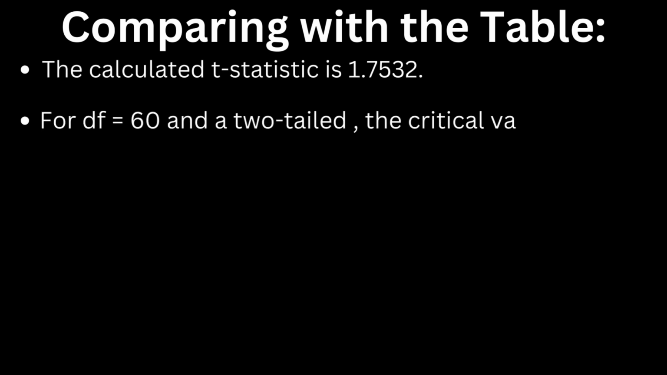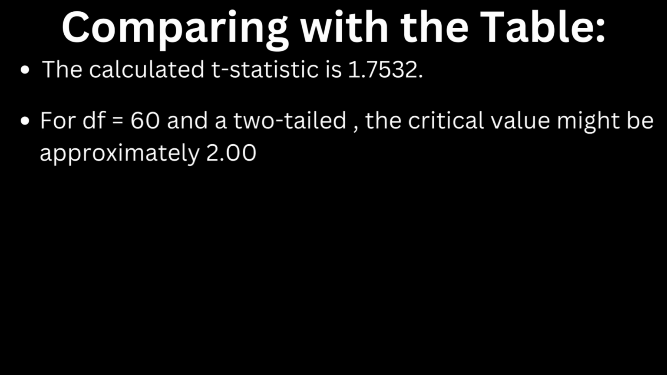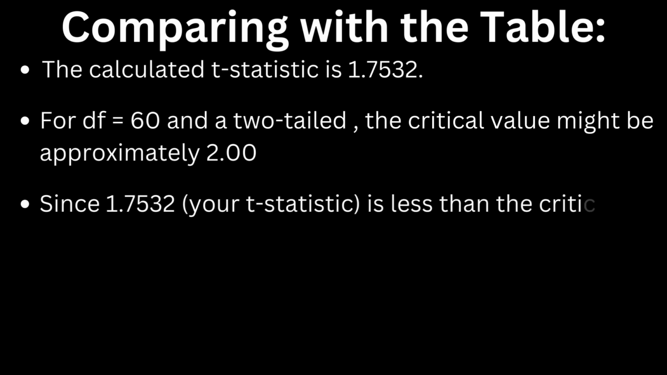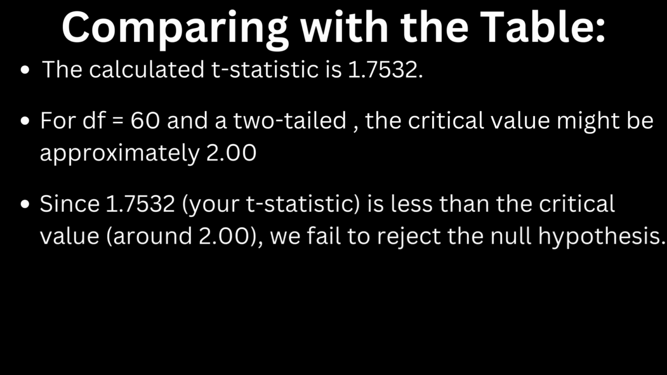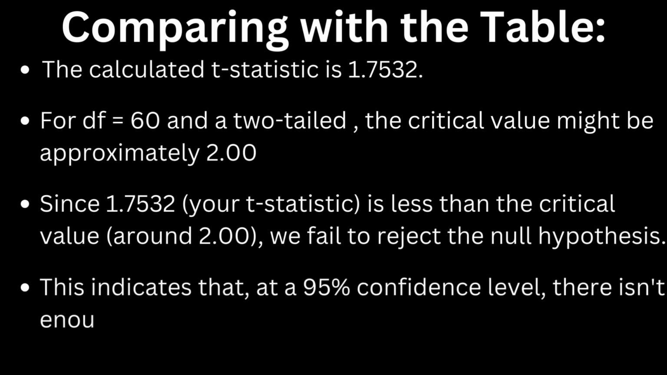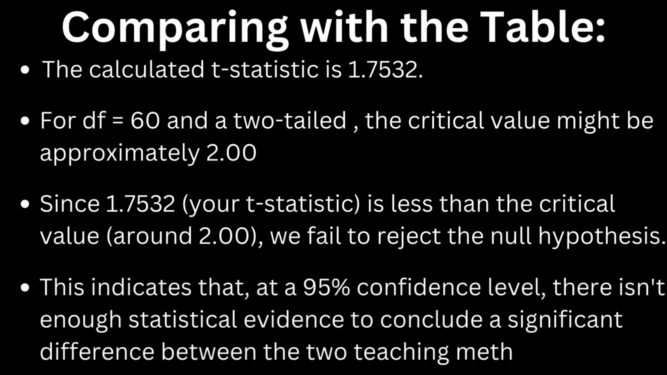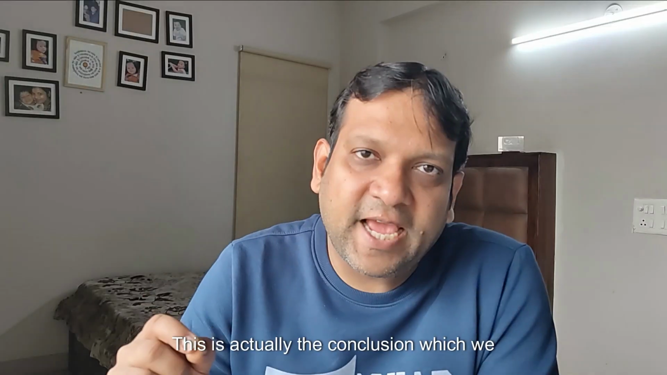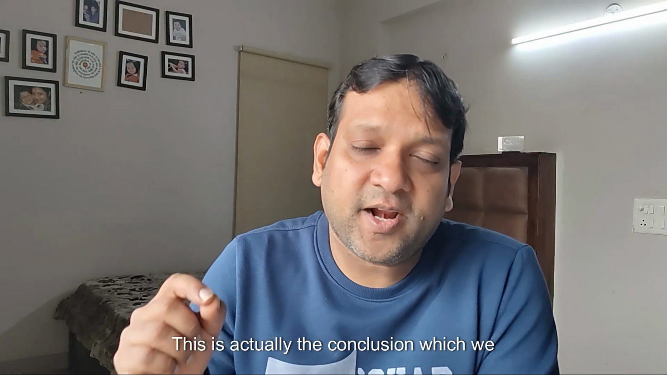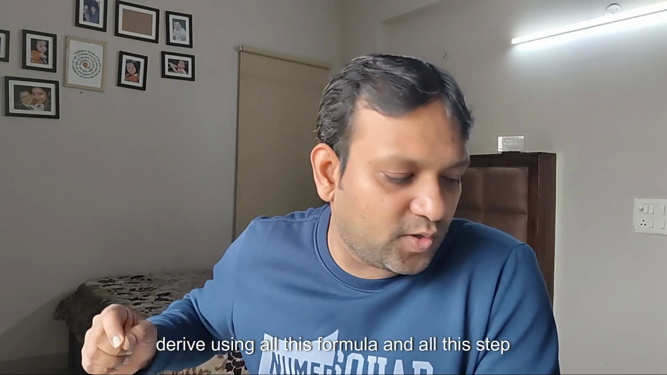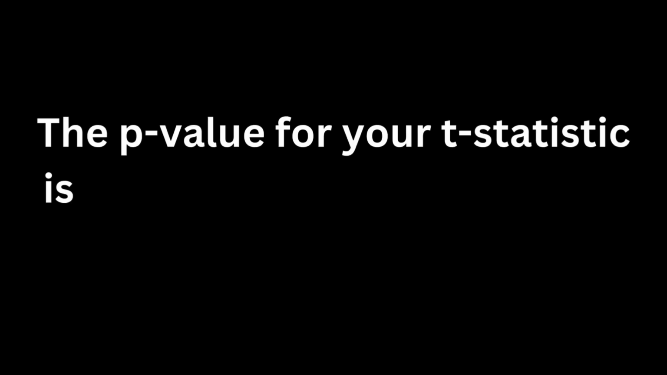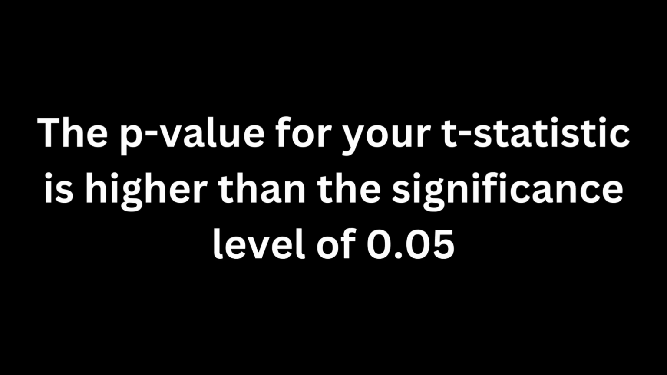The calculated t statistic is 1.7532. For degrees of freedom 60 and two-tailed, the critical value is 2. Since the statistic value is less than the critical value, we fail to reject the null hypothesis. This indicates that at the 95% confidence level, there isn't enough statistical evidence to conclude a significant difference between the two teaching methods. This is the conclusion we derive using all these formulae. The p-value for your t statistic is higher than the significance level of 0.05.